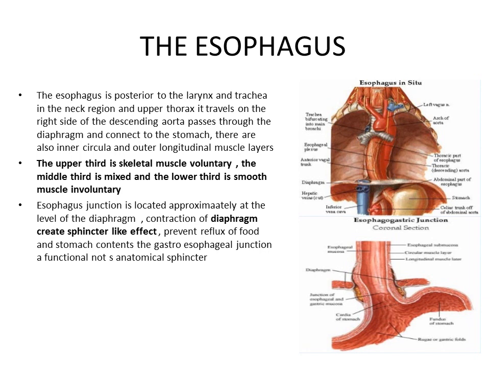The esophagus junction is located approximately at the level of the diaphragm. Contraction of the diaphragm creates a sphincter-like effect which prevents the reflux, meaning the return of food, from the stomach to the esophagus. It's not an anatomical sphincter, but we call it a physiological sphincter. This will be discussed in the later slides.